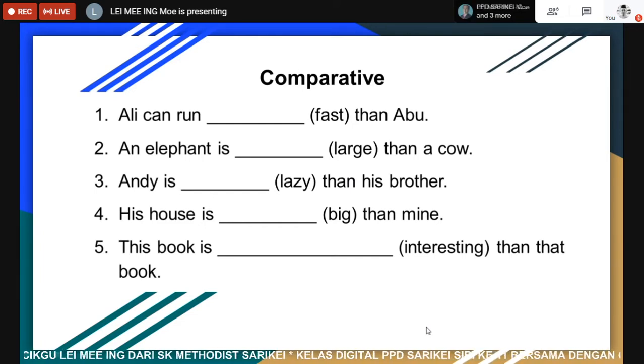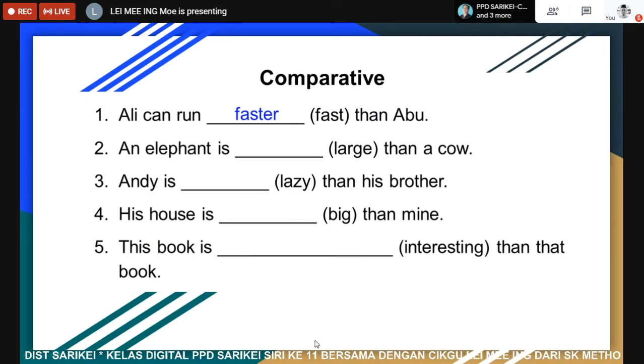Ali can run, then Abu. The given adjective here is fast. Alright, can you please type down your answer for question number 1 here for this comparative? Okay, I can see your answer now. Faster. 5, 4, 3, 2, and 1. Good. Most of you answer faster. Yes, the answer is faster. Well done. So look at here. We have then here, right? So this sentence is a comparative sentence. So we just add ER to our adjective.